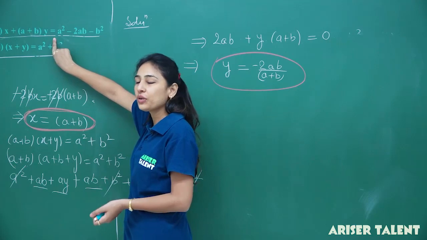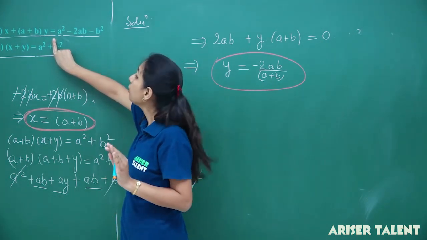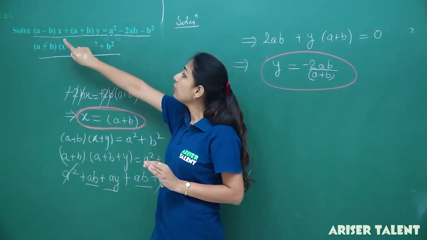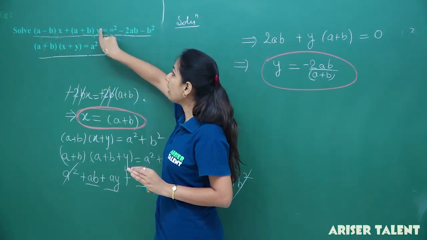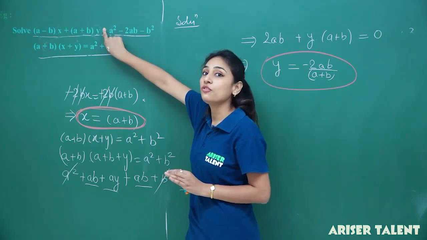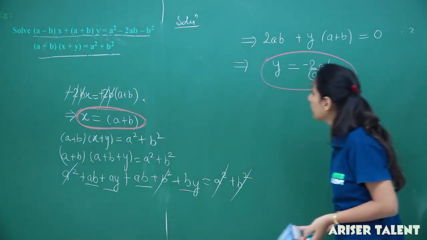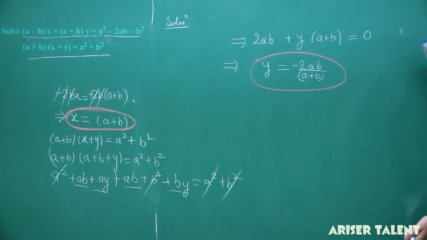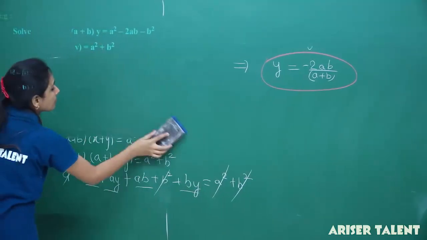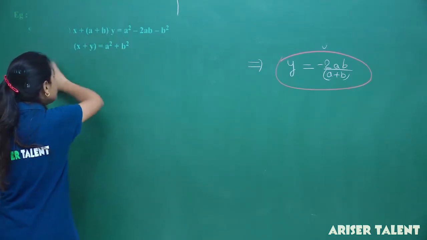So this way you can also check this. How? You can simply put the value of x and y here. Then you will get this. If you are getting this, that is checked. So you can note it, or you are noting it with me. Right? Okay. So understood this method.